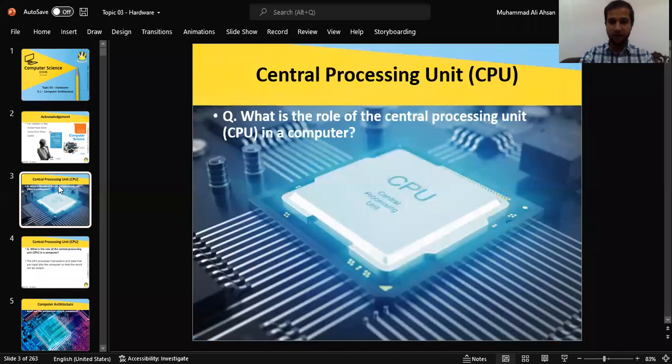Okay, so the first question that arises in the mind is, what is a central processing unit, or what is CPU? So I'm sure you must have heard that the central processing unit is actually the brain of a computer. So basically it is responsible for doing all the operations that are going on in a computer. It is responsible for doing all sorts of calculations, all sorts of work on your computer.